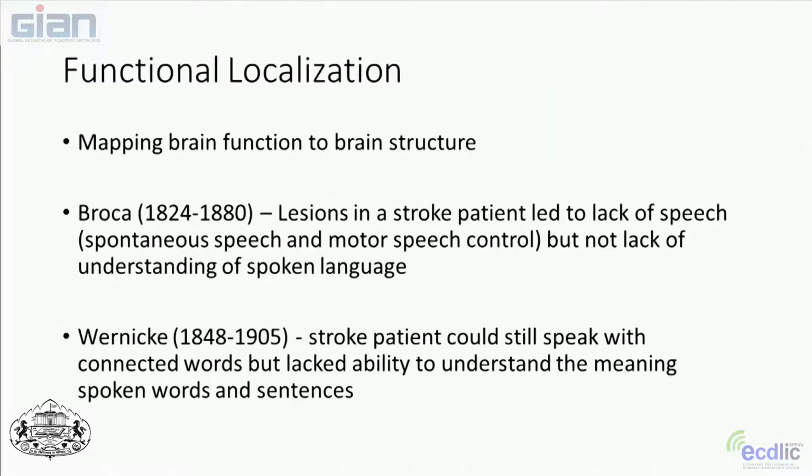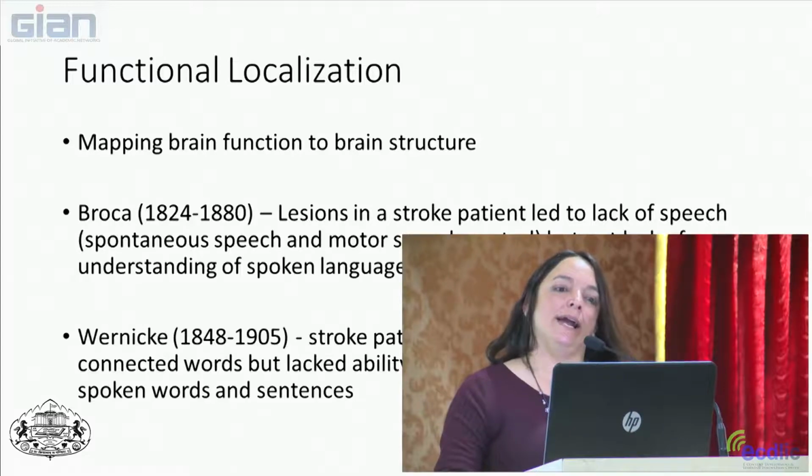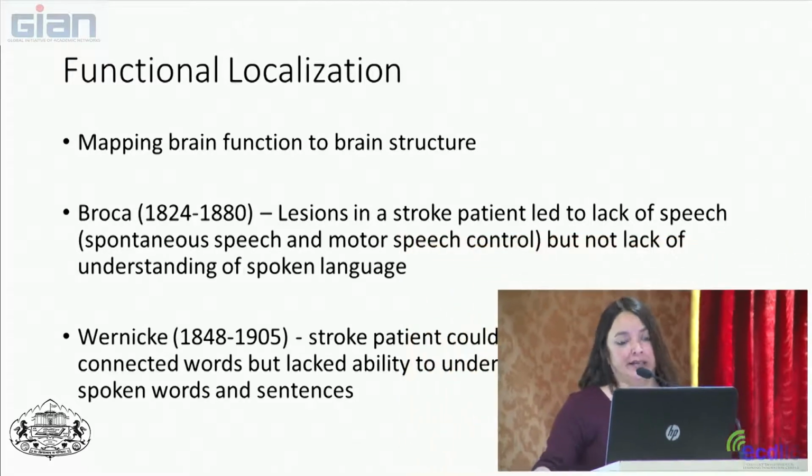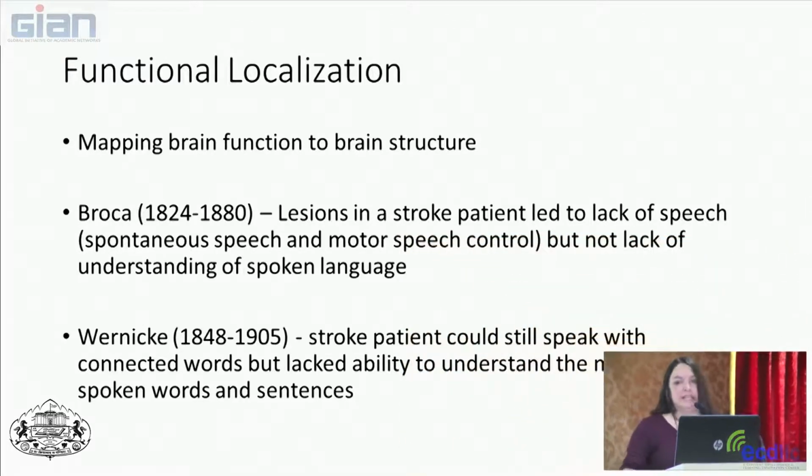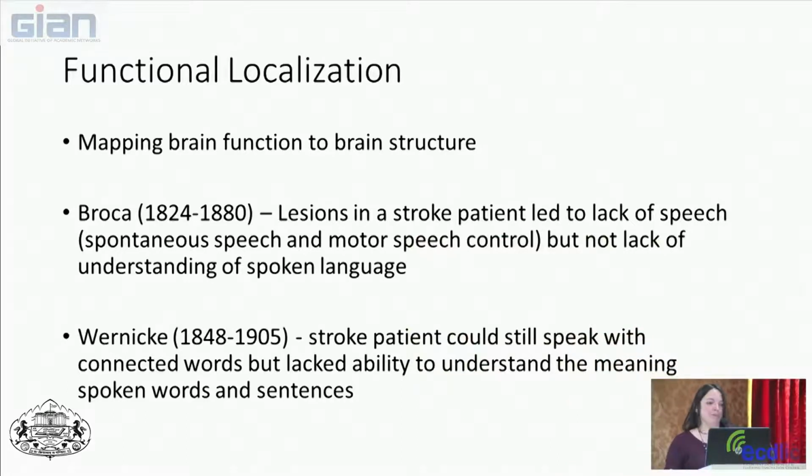Okay, functional localization. So this is the mapping of brain function to brain structure. And like I said, in the Age of Enlightenment they started thinking about this question of functional localization a little more intently. And there were two examples of two different physicians at this time.